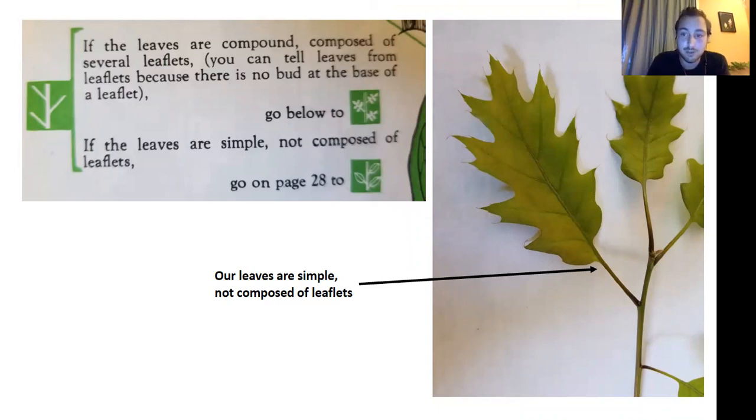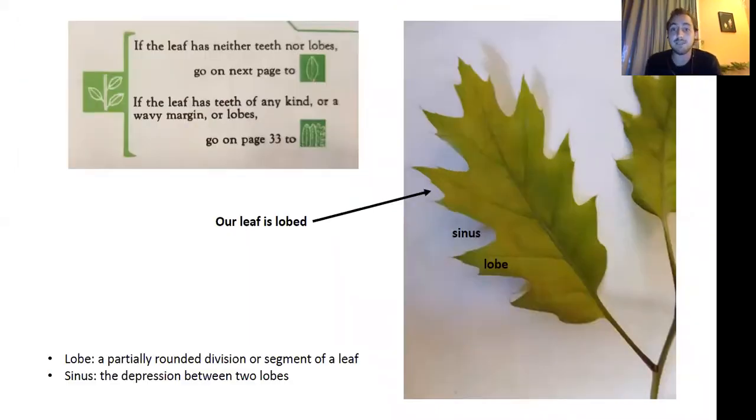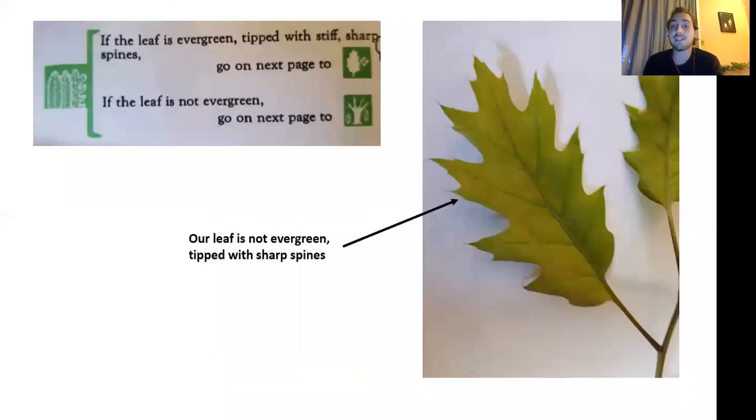So we go to page 28 and ask if we have teeth or lobes. We have lobes. Remember, this is what a lobe is and what a sinus is. Sinus is the depression between two lobes. And because our leaf has lobes, we'll go to 33. We're asked if our leaf is evergreen or not with the sharp spine. So this is seeing if it's a holly or not a holly. So our leaf is not evergreen, tipped with sharp spines. So we would go to the next page where this picture is shown.